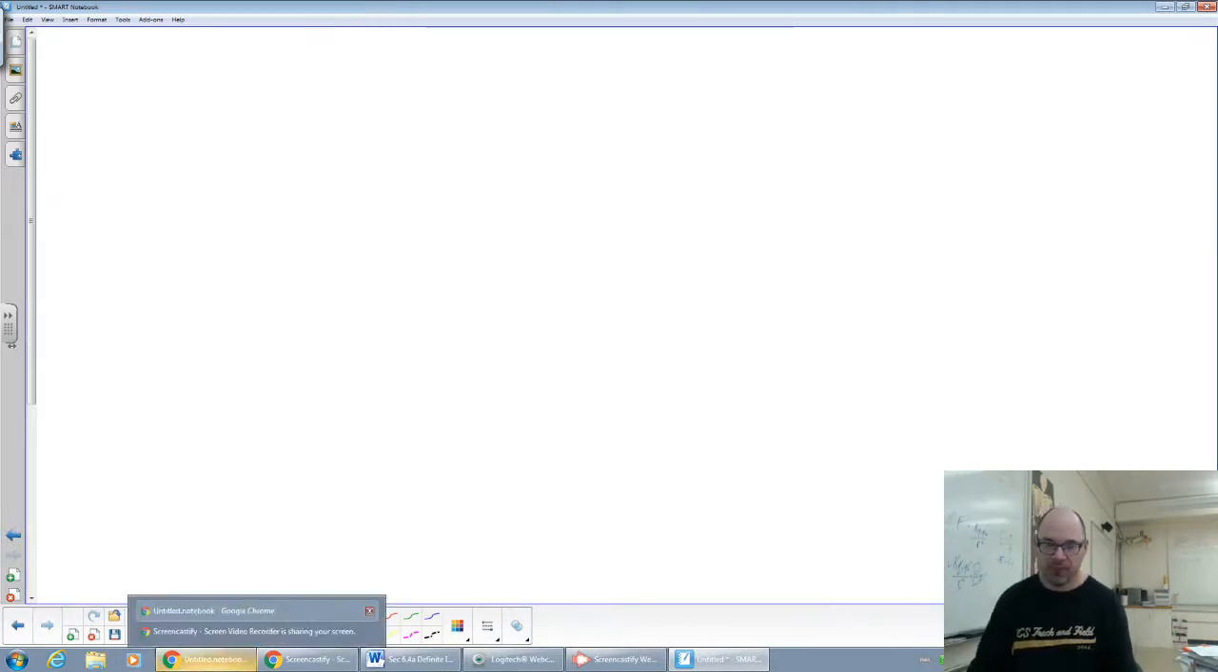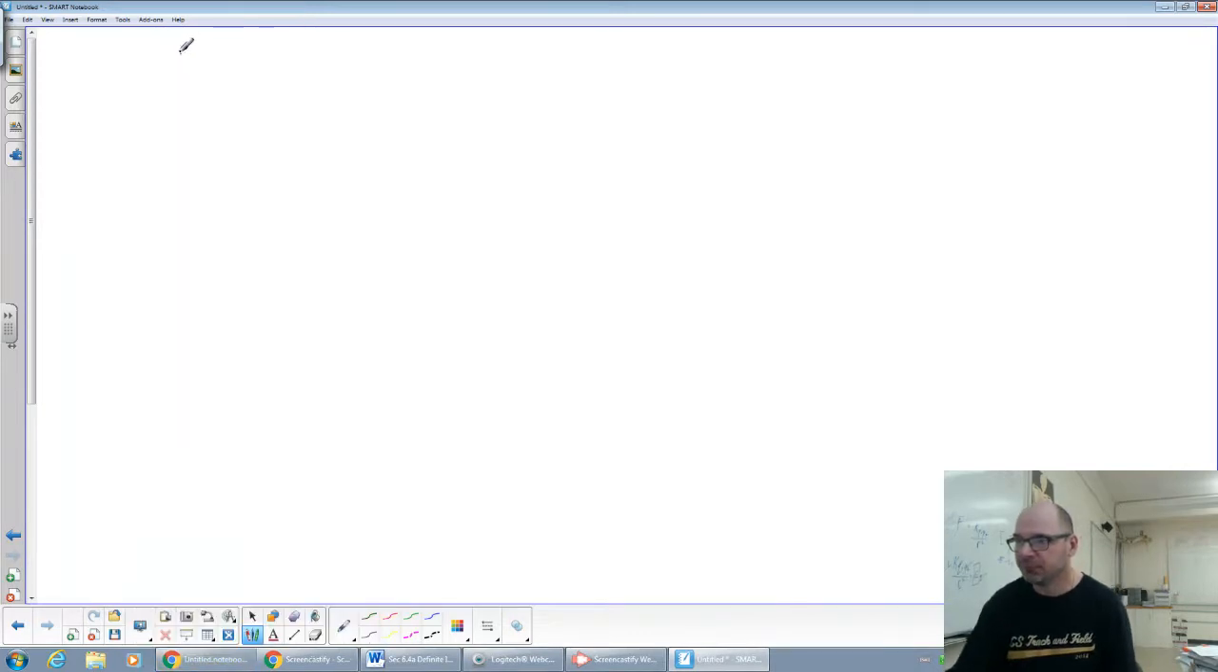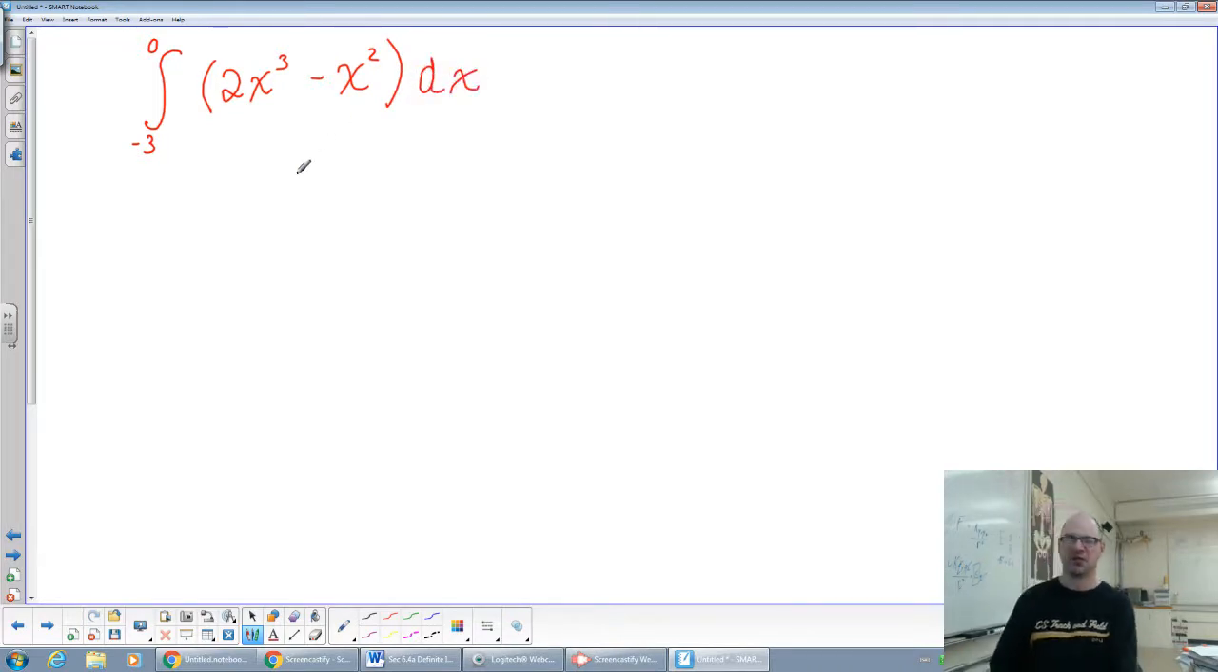Okay, let's go with the integral with upper limit of 0, lower limit of -3, of 2x cubed minus x squared dx. There's nothing outside here with the dx, so we don't have to use substitution. Still just the power rule right now.